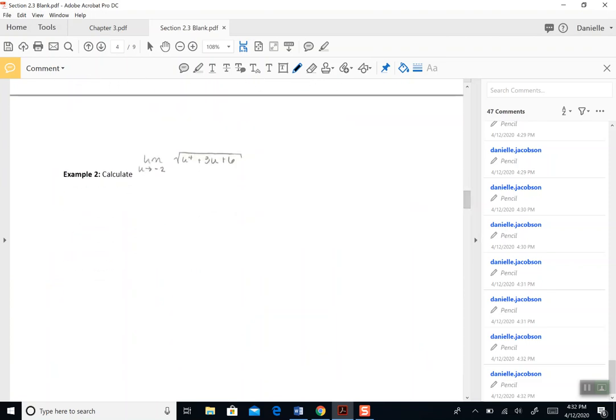Okay, let's try another one of these. Next example says to calculate the limit as u goes to -2 of the square root of u to the 4th plus 3u plus 6. All right, so looking at this, we see we have a square root. We should notice that there isn't any simplification I can do here. So there's no algebra I can do at the beginning, which means I'm going to turn straight to the limit laws.